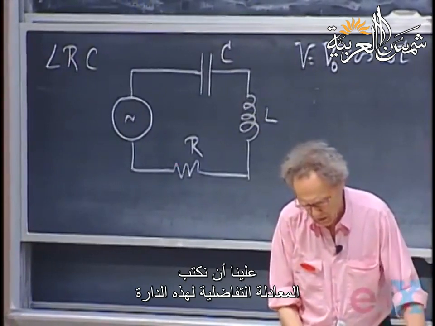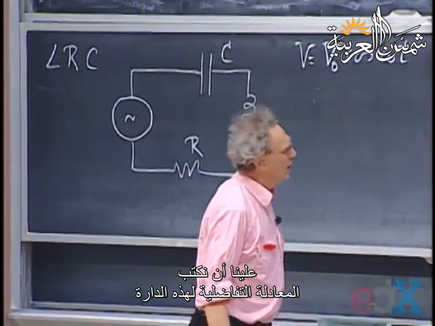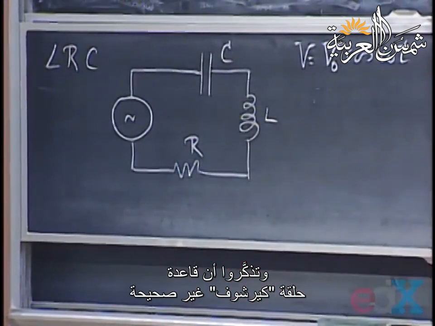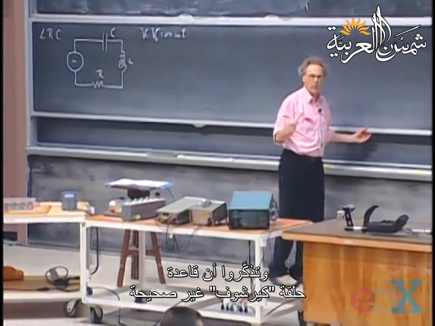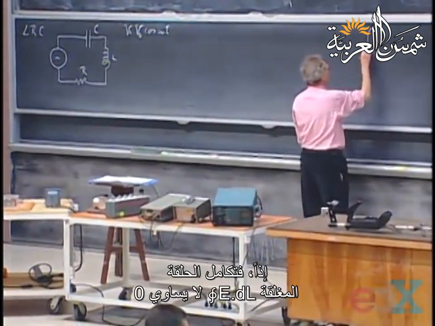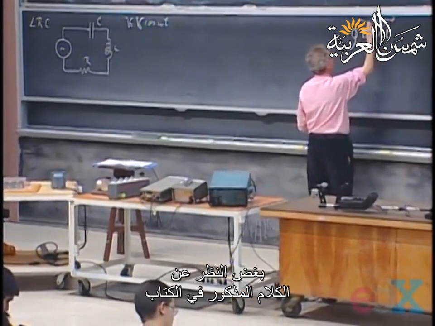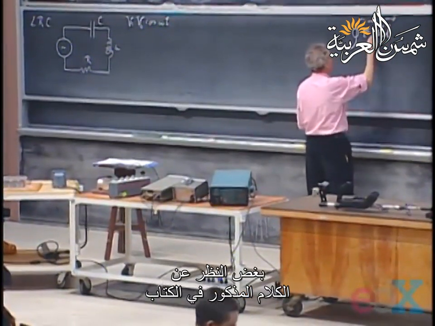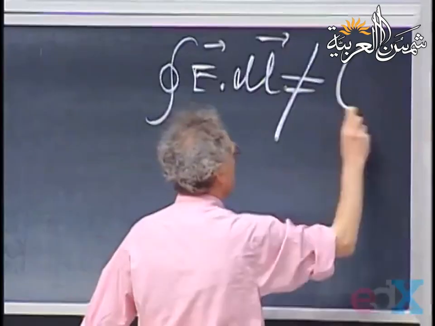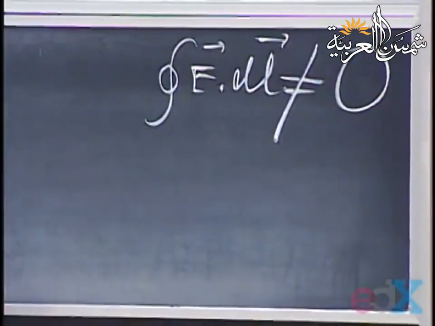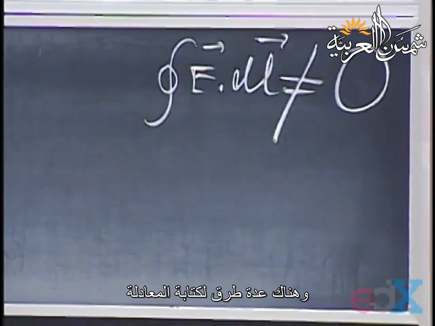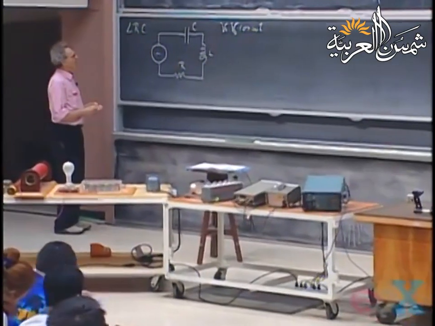We have to set up the differential equation for this, and I want to remind you that Kirchhoff's loop rule does not hold. So the closed loop integral of E dot dl, in spite of what the author of your book wants you to believe, is not zero. So how do we set it up? There are various ways that you can do that. I have my own discipline.